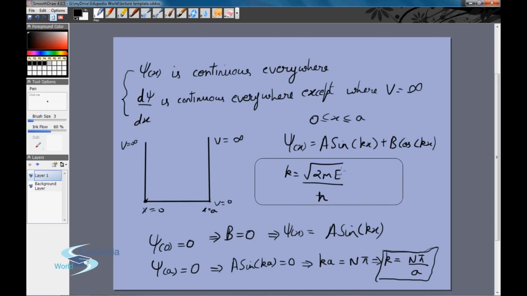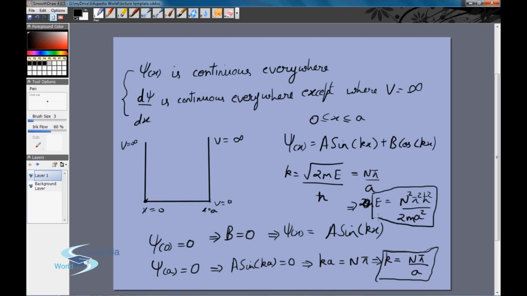But what is k? That is root of 2mE by h bar, and that is equal to n pi by a. From that we can calculate the value of energy. So 2mE is equal to n squared pi squared h squared by a squared, and so E is equal to n squared pi squared h squared by 2ma squared, where n is an integer.